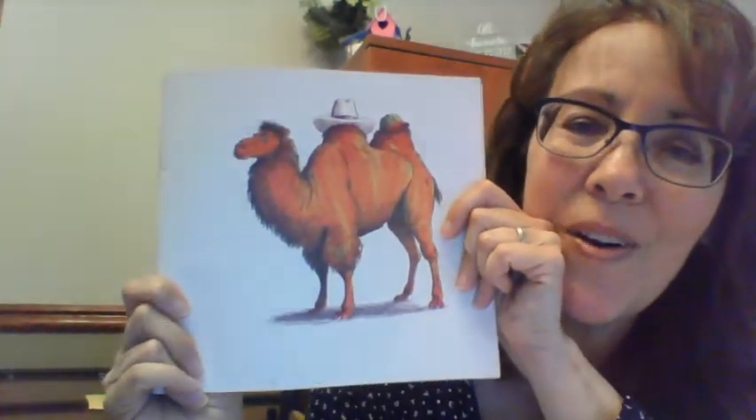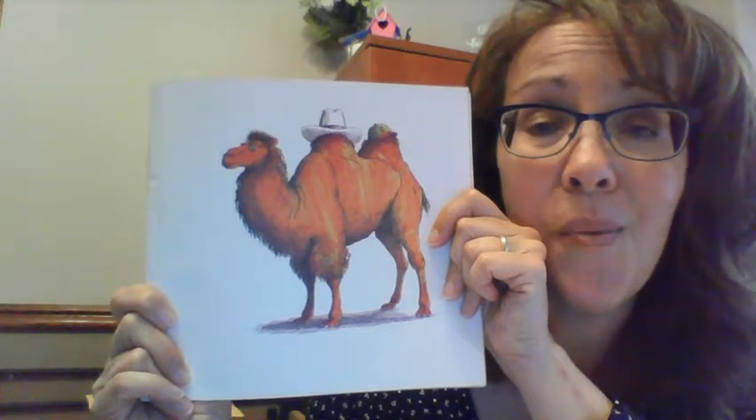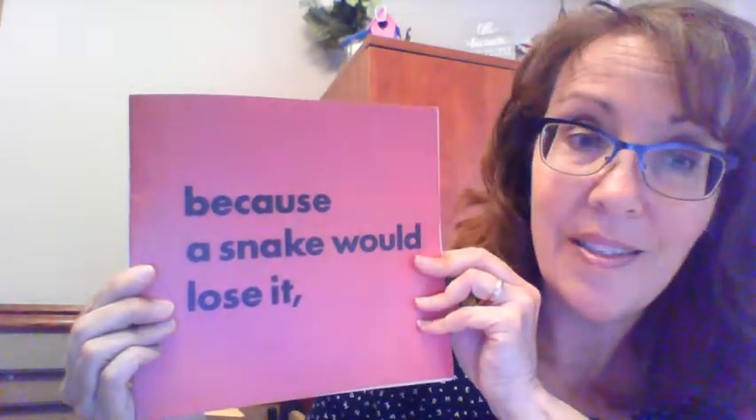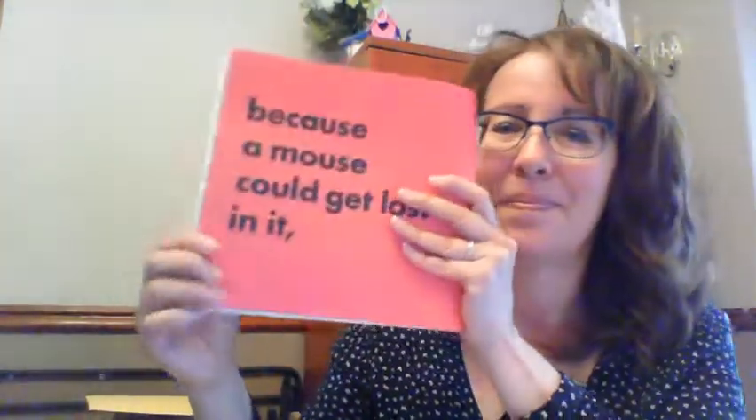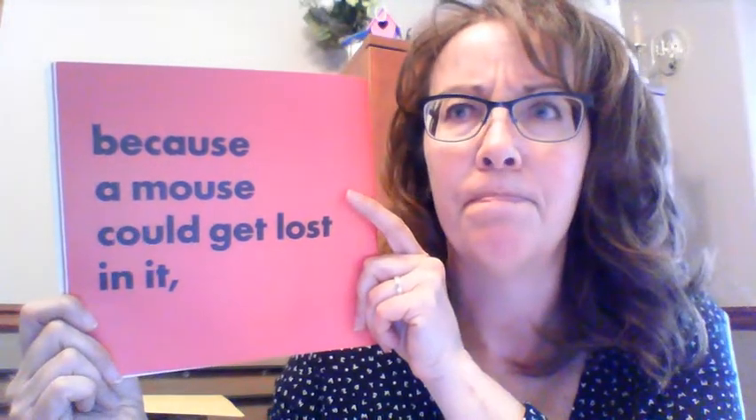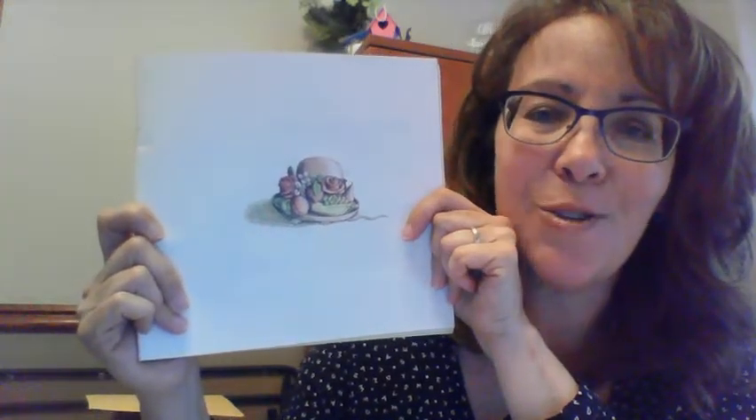Oh, look. Do you wear a hat on your hump or do you wear a hat on your head? Camels should not wear clothing. Let's keep going. Because a snake would lose it. Oh my goodness, he came right out of those pants. Because a mouse might get lost in it. Where is that mouse? Oh my goodness, he's under the hat.